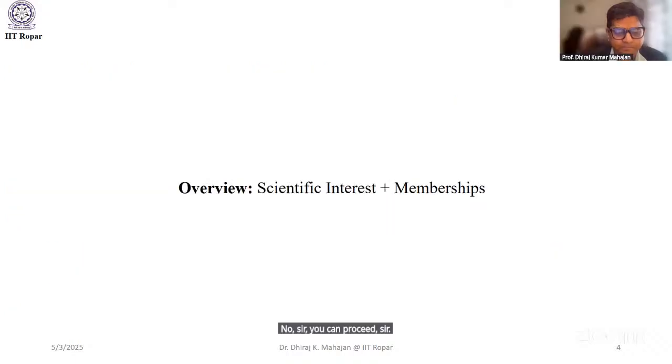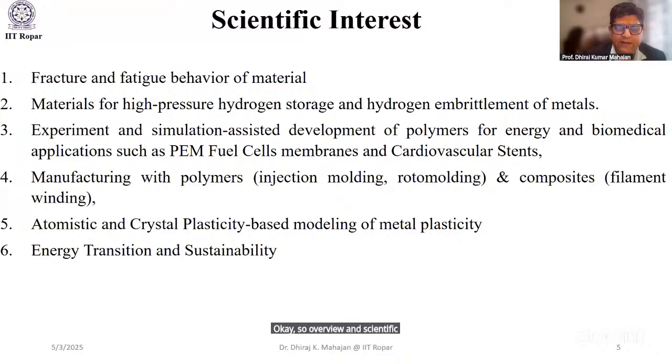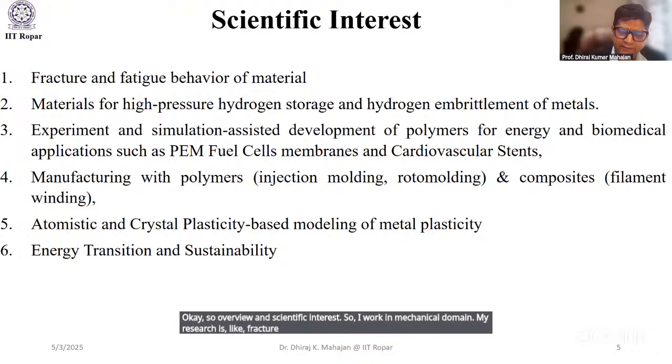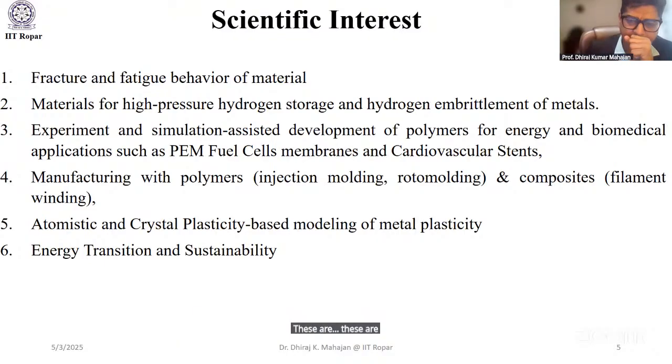Okay, yeah. Sorry, the date is wrong. Okay, so overview and scientific interest. I work in the mechanical domain. My research is on fracture and fatigue, and material discovery using AI and machine learning. These are the things that I have been focusing on.